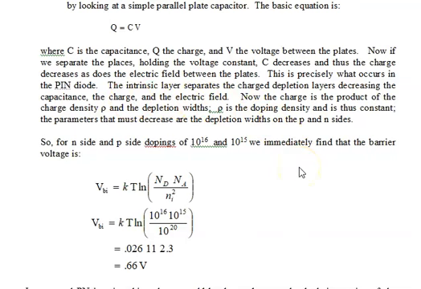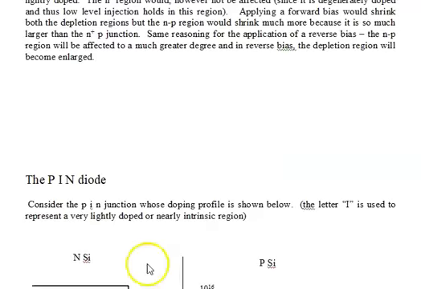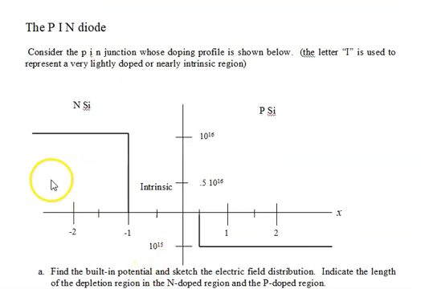Okay, so first let's find out the barrier for the whole thing. It's just the product of the doping densities. We've seen this a number of times before, 10 to the 16th, 10 to the 15th, and we get 0.66 volts. That is the entire voltage which is dropped between the left terminal and the right terminal.